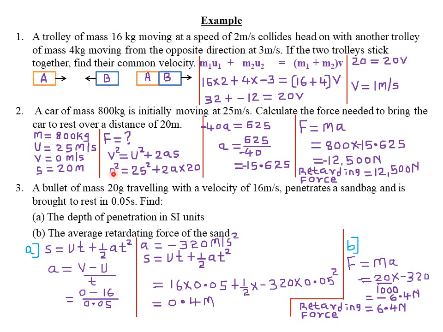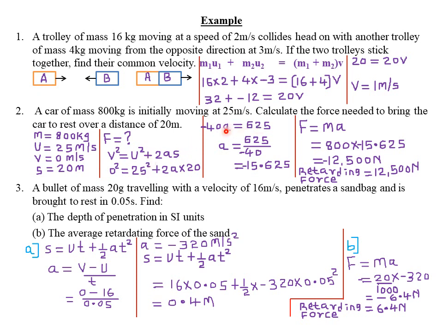Therefore, the final velocity of the body is 0, because the body is moving up to a state of rest. So 0 squared is equal to the initial velocity, 25 squared, plus 2 times a, where a is the acceleration, times the distance moved, which is 20 meters. So 0 squared, you'll just get 0, is equal to 25 squared, which is 625, plus 2 times 20, which gives 40a. If I take 40a to the left-hand side, it becomes negative. Therefore, we have negative 40a being equal to 625.